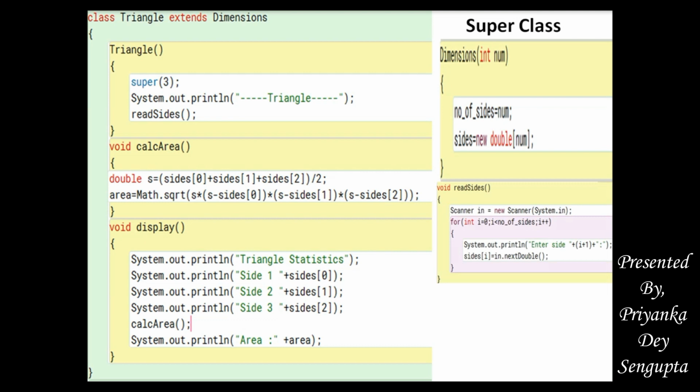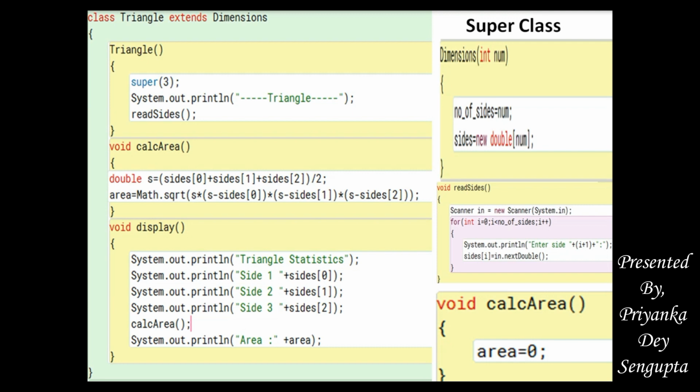Now see here, it will input 3 different sides because the loop will run from 0 to 2. So side 0, side 1 and side 2. So 3 different sides will be inputted. Next, the function void calcArea. The void calcArea function has the same name and same parameter list in the superclass as well as the subclass. So the superclass method will get overridden, and in the subclass the function will calculate the area of the triangle. Next, the function void display will display the area of the triangle by calling the calcArea function of the subclass.